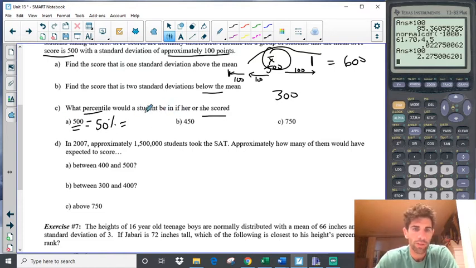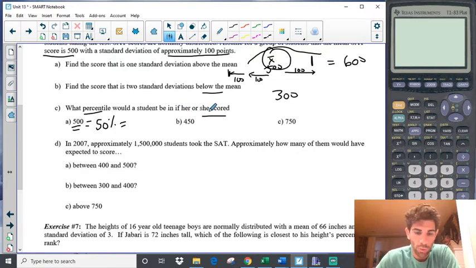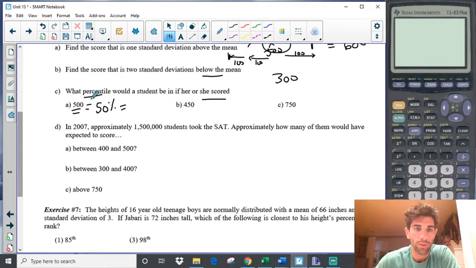What percentile would a student be in if he or she scored a 450, right? So if you're from 450, then what you're going to be using is your normal CDF. So if you're looking at this, now this is where it's important. So 500 is the mean, so this person is below the mean.